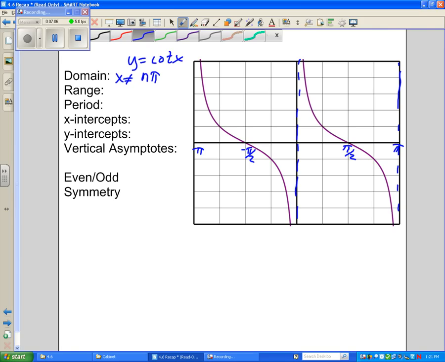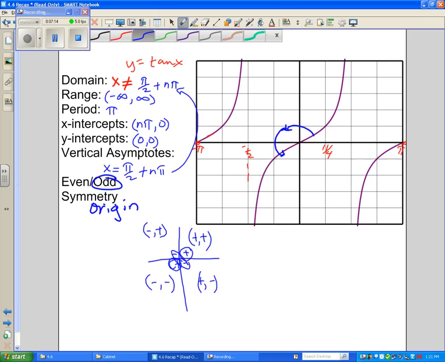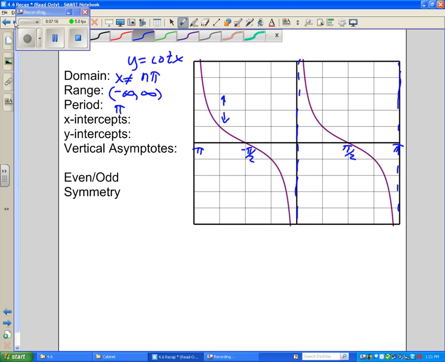Range, same deal. It's forever up and forever down, so it's negative infinity to infinity. The period, just like tangent, is pi. And the x-intercepts occur at negative pi over 2 and pi over 2. If you note, that's the same thing that happened with the asymptotes of tan. So this is pi over 2 plus integer values of pi, because we're adding pi every time.